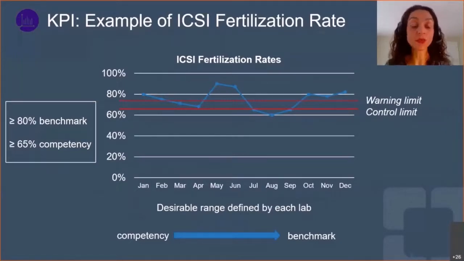And you can see here on the left that we have a percentage for benchmark and a percentage for competency. So competency would be the minimum rate required to ensure that you are capable of doing that technique, that procedure, effectively in your lab, and it can be offered to patients, right? So as you can see at the bottom, the competency and the benchmark, there is a range between both, and you actually define where you want to be with your lab.